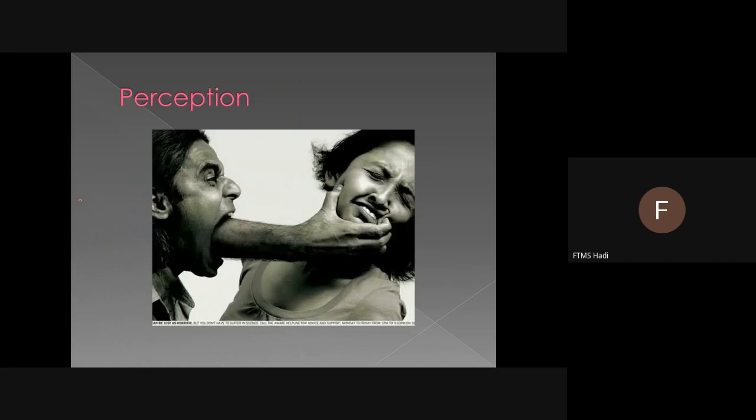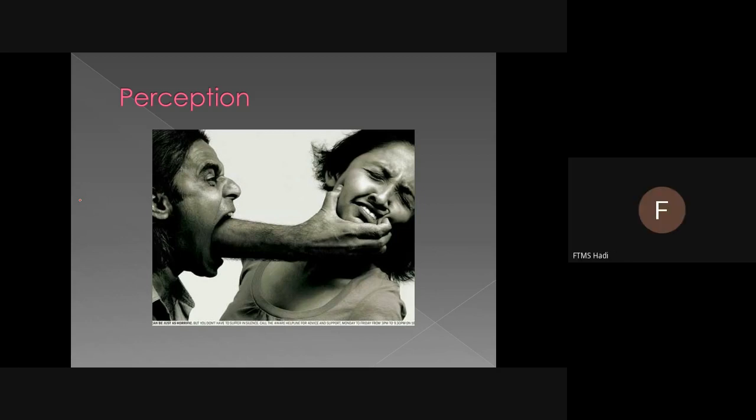Okay, let's have a look at this one. If you see this picture, what do you think about it? What can you see? How do you want to judge? What happened to that lady? Being abused, right? Any other answer? Abused by words, not by the hand. Does the hand belong to that guy? It is coming from his mouth.